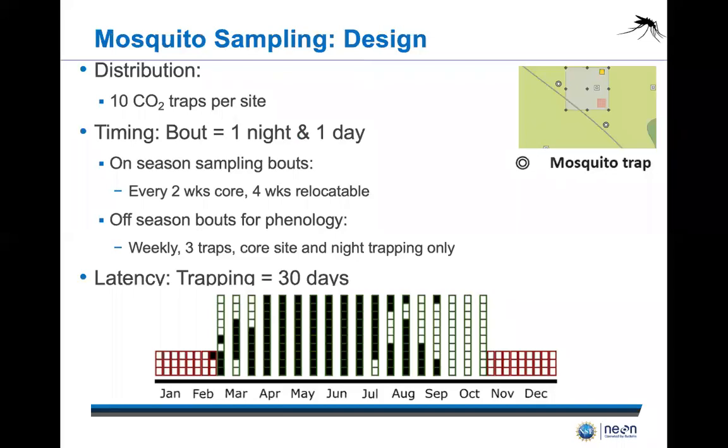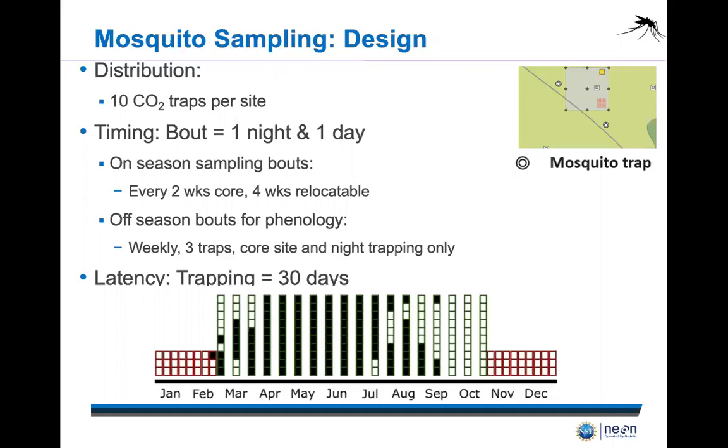So I'll start by talking a little bit about our mosquito collections. Mosquito trapping is designed to effectively capture the phenology of mosquitoes, so that the number of traps and the frequency at which we sample are dictated by how many mosquitoes were captured in previous bouts. So we have a nice figure showing the off-season and on-season bouts that we do here, where off-season bouts are in red and the on-season bouts are in green.